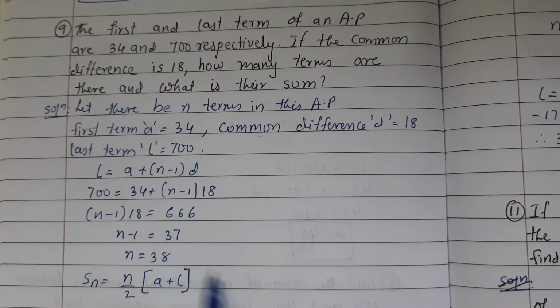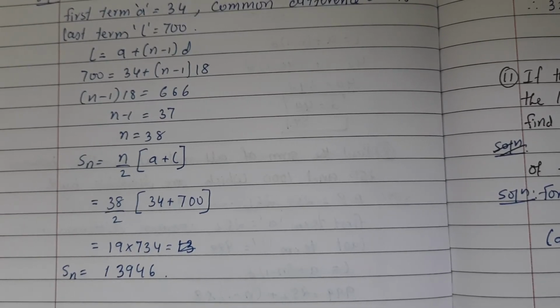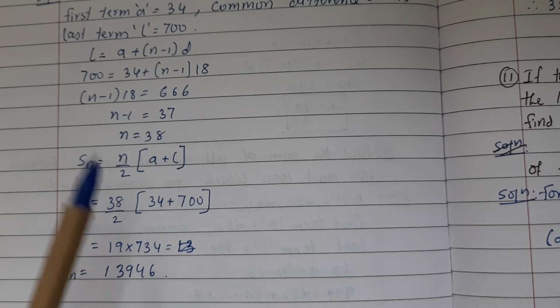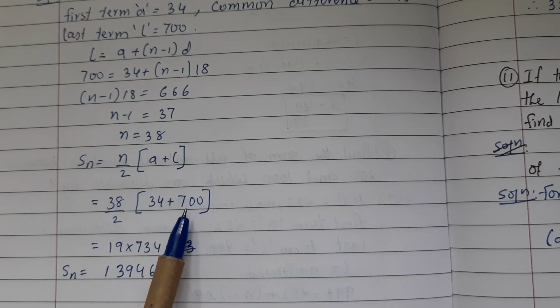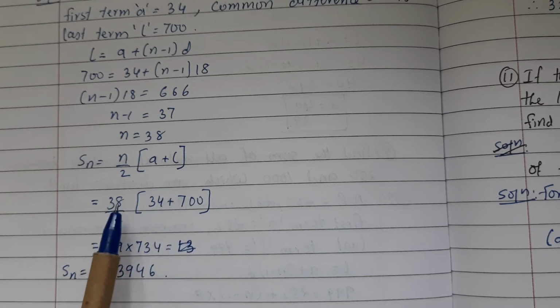N equal to 38. Sn equal to n upon 2 into A plus L. Substitute the values n 38, A 34, L 700. 700 plus 34 is 734. 38 upon 2 is 19. 19 into 734 equal to 13,946. Sum equal to 13,946.